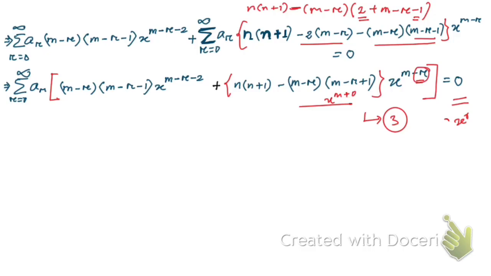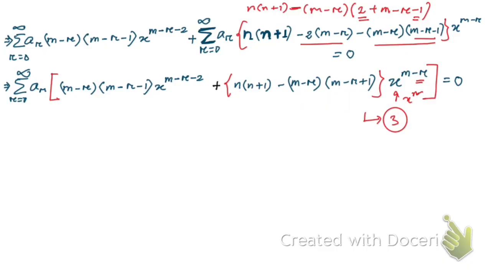Here we have r, so if you put r equal to 0, this will be x to the power m, and the coefficient on the left hand side of the term x to the power m will be equal to 0, because on the right hand side we have no term containing x to the power m, right? So that's why we can consider the coefficient of that equal to 0. Hope you have understood this.